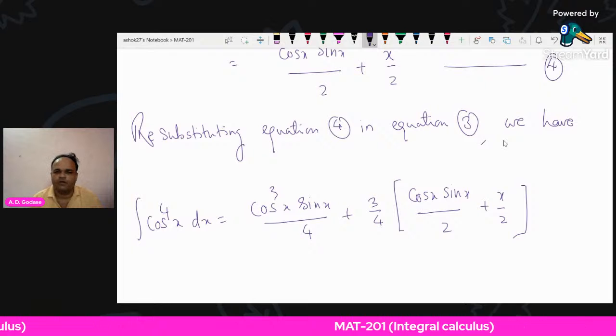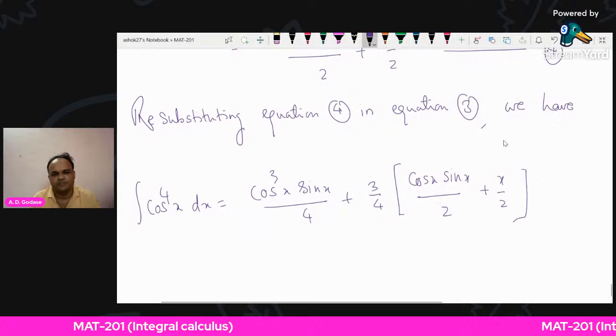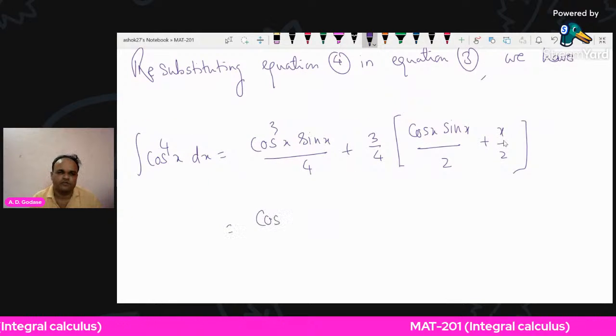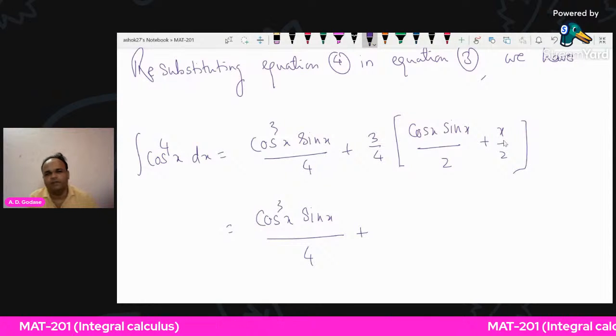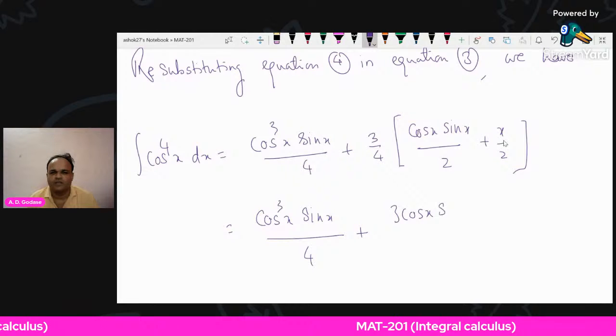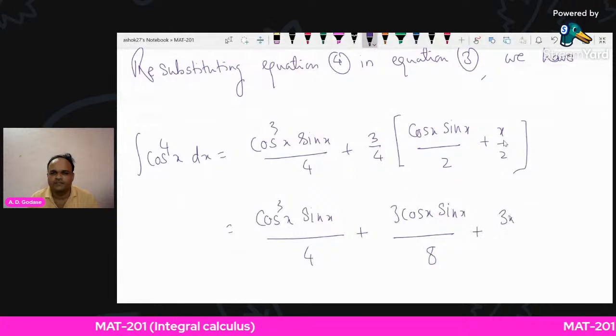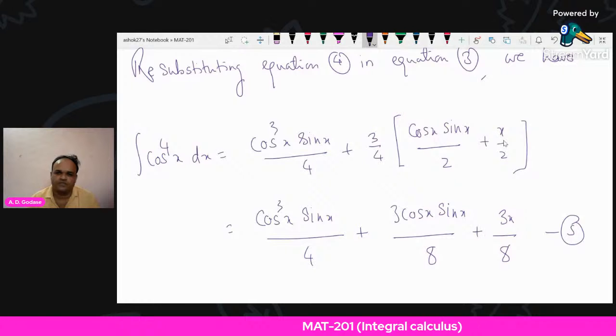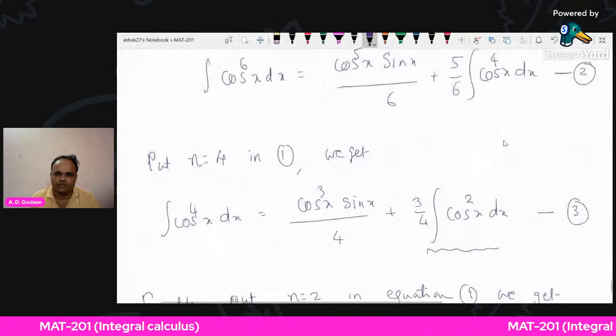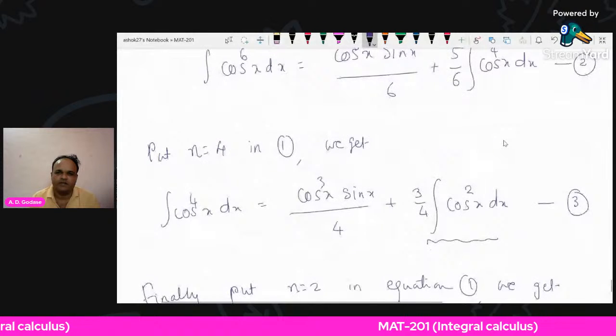You can take this half outside of the integration, so you can write it in simplified form. It will be cos cube x into sin x whole divided by 4 plus 3 cos x into sin x whole divided by 8 plus 3x divided by 8. You can call this equation number 5. So you can substitute equation number 5 in equation number 2, and you'll get the required integration.